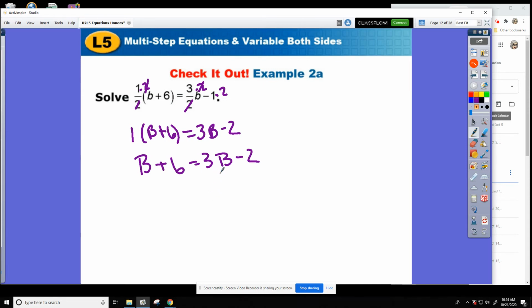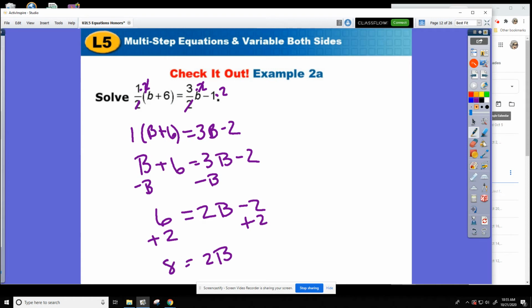Now, I'm going to move the b, your choice on what to move first, 2b minus 2, move the 2. These all ended up as fraction answers. So 2b equals 8. No, they're not fractions. 2 times what is 8? 4.